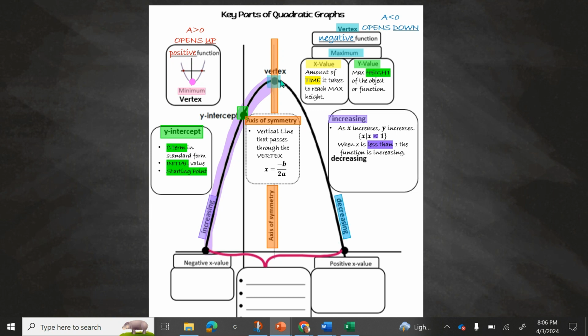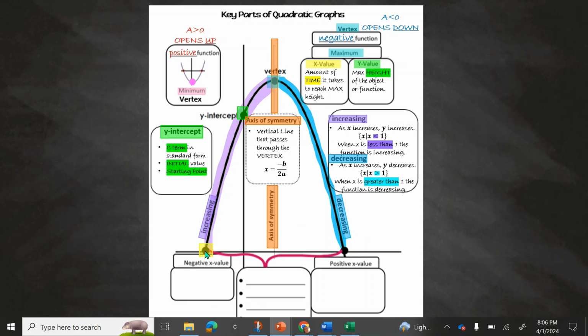And on this side, the function is decreasing because, again, as my x values are increasing or going up, now my y values are decreasing or going down. So we could write that as x such that x is greater than 1. So when my x values are greater than 1, then the function is decreasing.